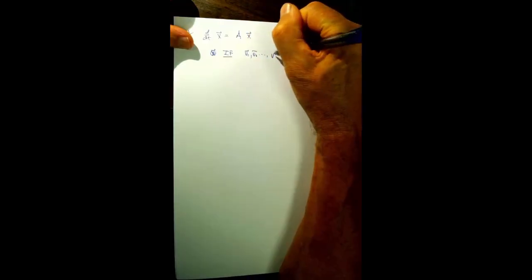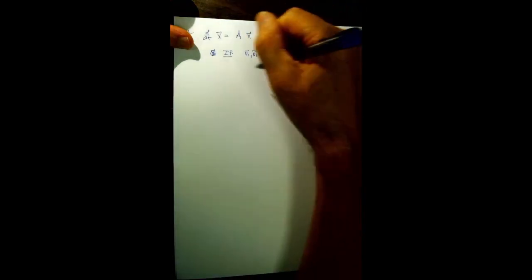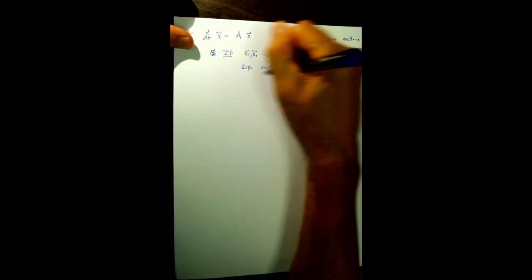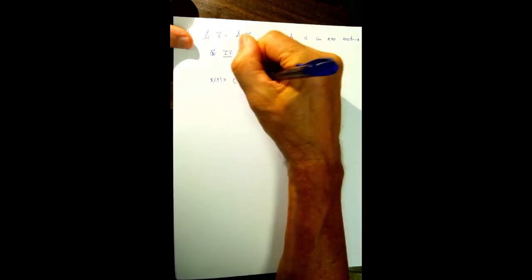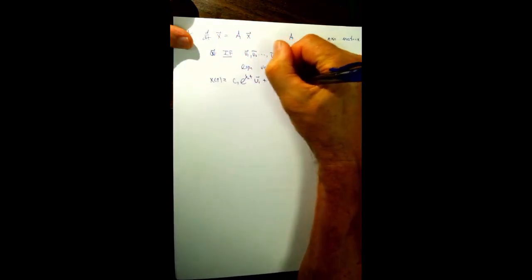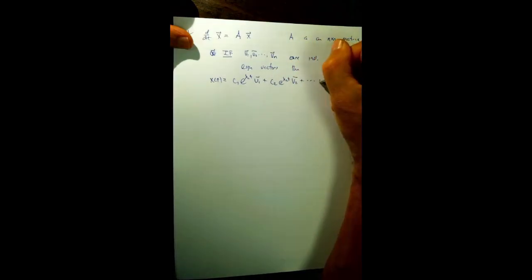we can find n independent eigenvectors, then our solution looks like a constant times e to the lambda 1 t v1 plus a constant times e to the lambda 2 t v2 all the way out to the last one.